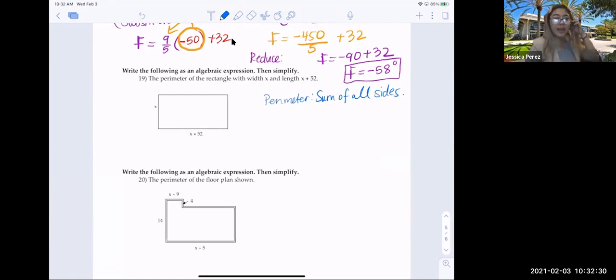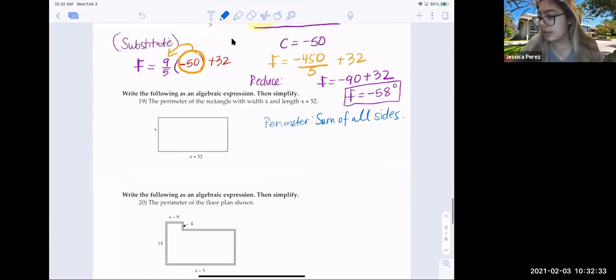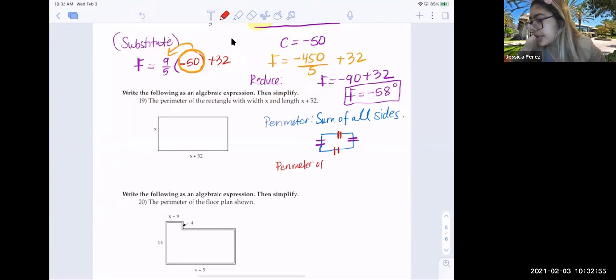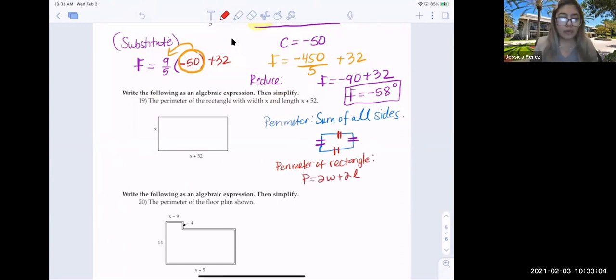So if we have a rectangle, what do we know about a rectangle? It has two sides that are the same, and then these two are the same. So the perimeter of a rectangle, write this down, is P equals 2W plus 2L, where W is the width and L is the length.